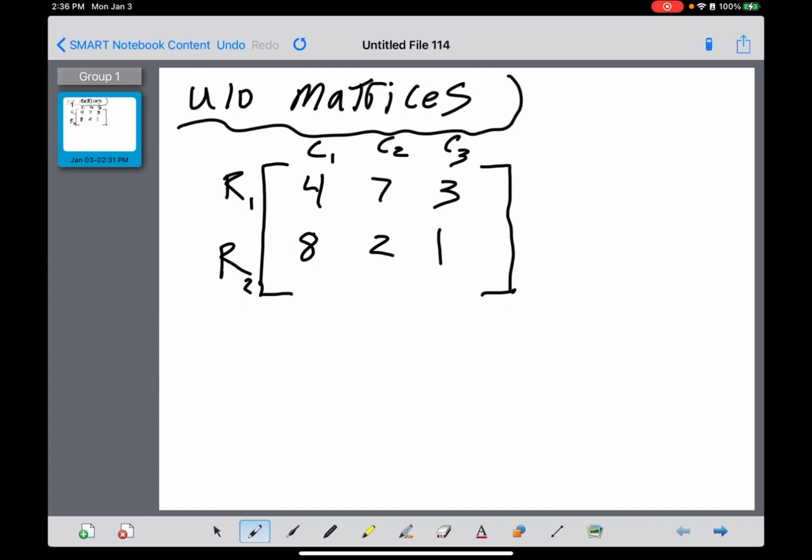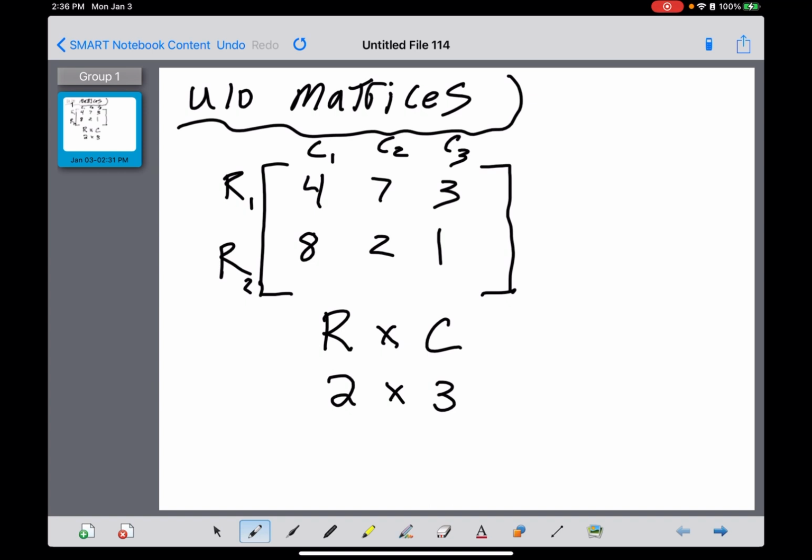Now, we give matrices a dimension as well. The dimension is always the number of rows by the number of columns. So in this case, there are 2 rows and 3 columns, so we call this a 2 by 3 matrix. Now understand that each of these numbers is its separate element. 4 is an element. 4 is the element in row 1, column 1. 2 is the element in row 2, column 2.